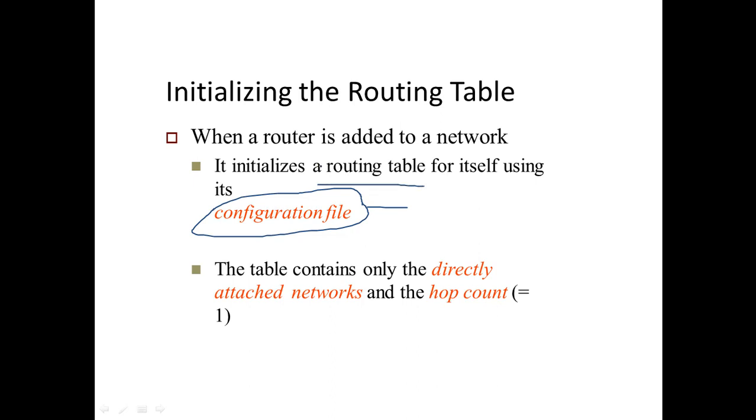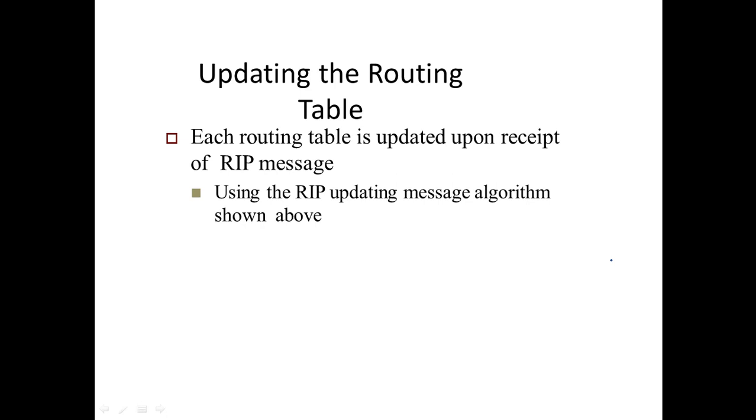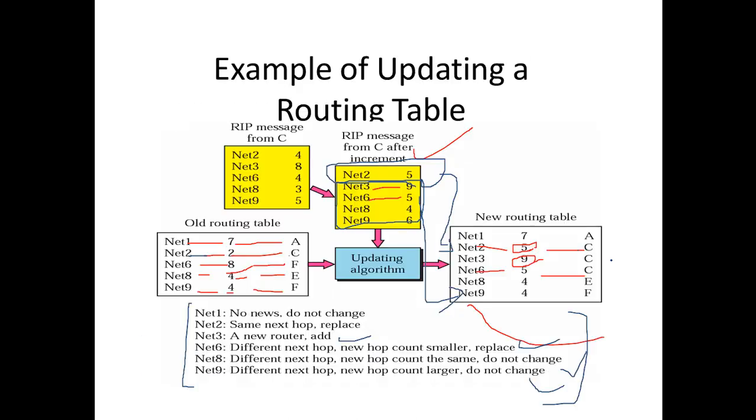When a router is added to a network, it initializes a routing table for itself using its configuration files, and the table contains only the directly attached networks and the hop count. The hop count is 1 initially. It does not take into account other devices that are further away at hop 2 or hop 3. It will first add all those devices which are connected to itself using a single hop, directly. This is the first thing that every router does. After that, the updating of the routing table is achieved using the same procedure that we just saw.